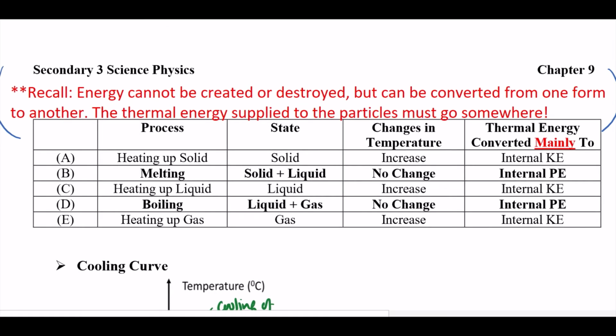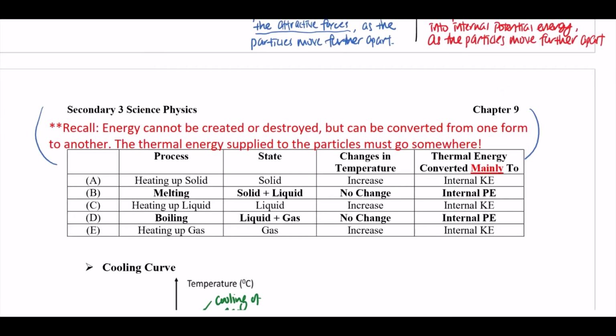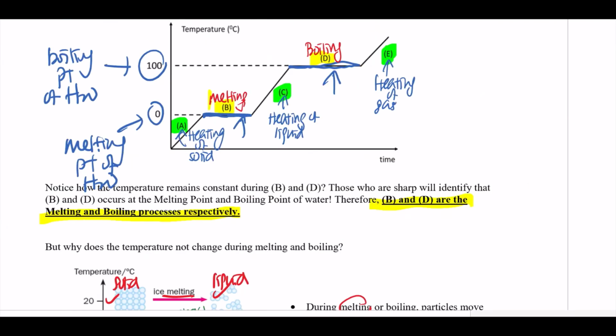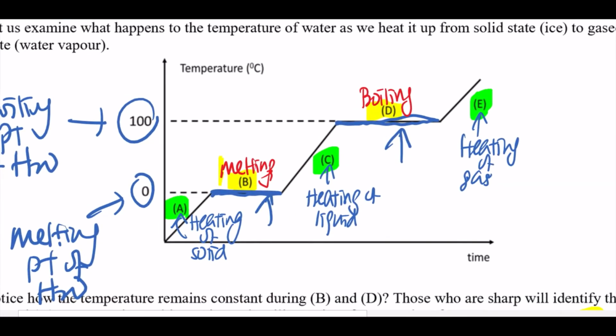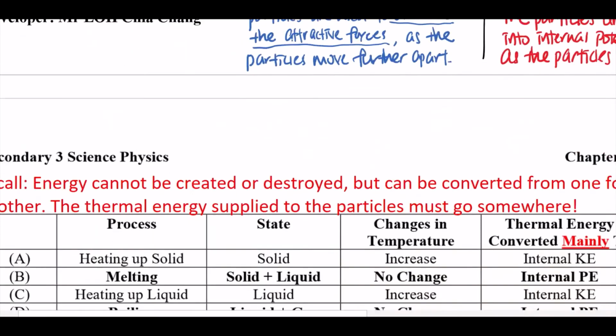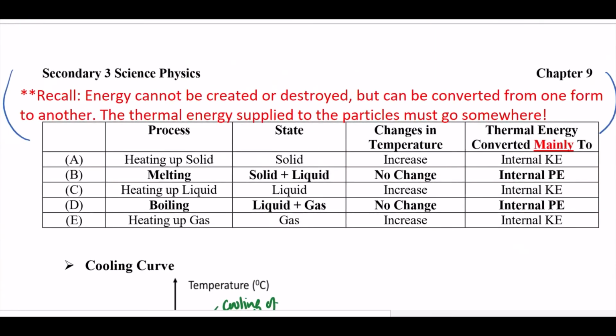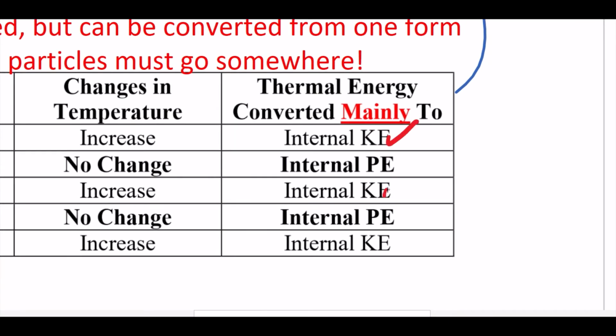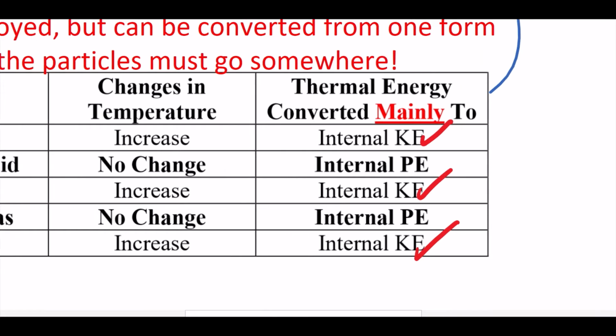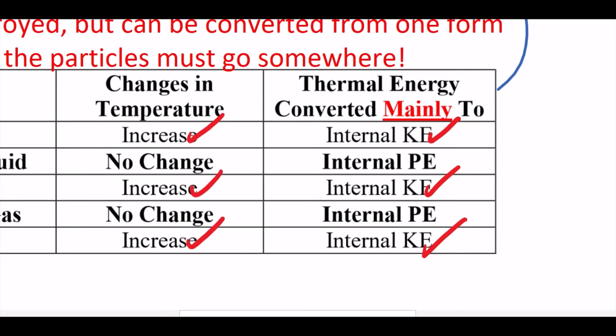Right, so this table nicely summarizes what happens to the heat energy supplied to the substance during each stage of the heating curve. The A, B, C, D, E in this table refers to this graph here. So let's go to the table. For non-change in state processes like A, C, and E, thermal energy is mainly converted to internal KE of the substance. This is why you see that the temperature of the substance increases.